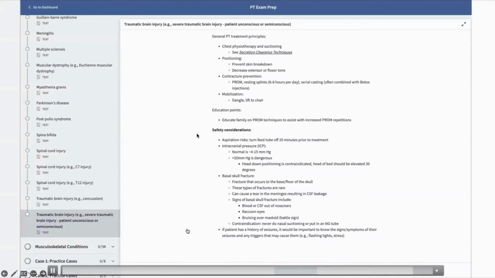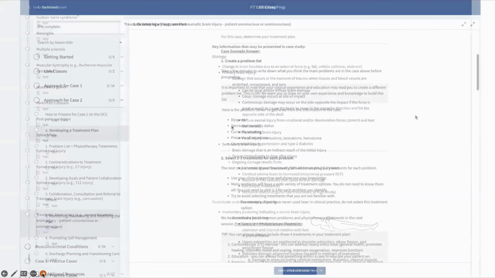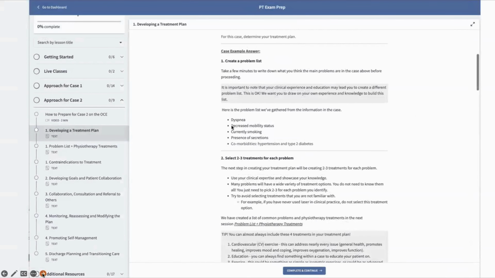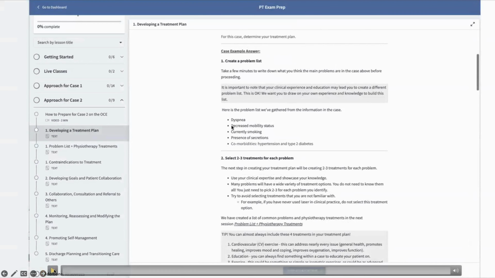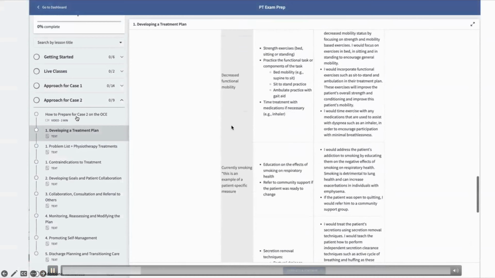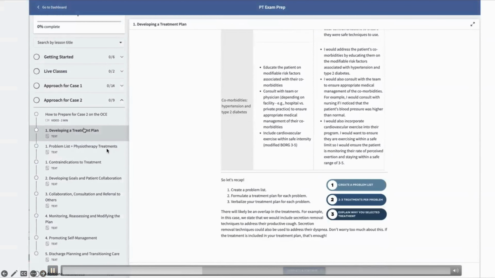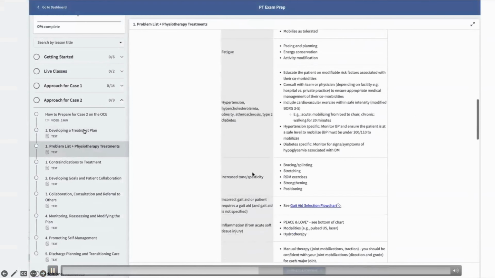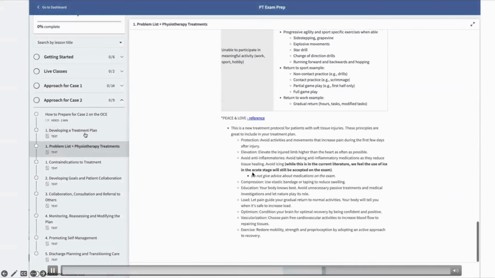Okay, I think that's really what I wanted to show you there. The next thing I want to show you is still in part 1, and it's all these strategies. You can see we're giving you all these different approaches. We give you very specific things that you're going to do for developing problem lists and treatment plans.